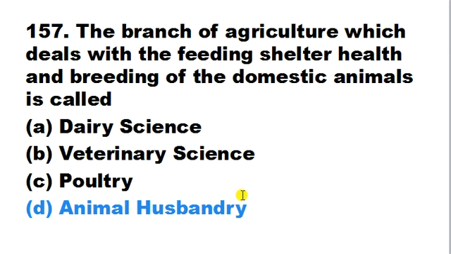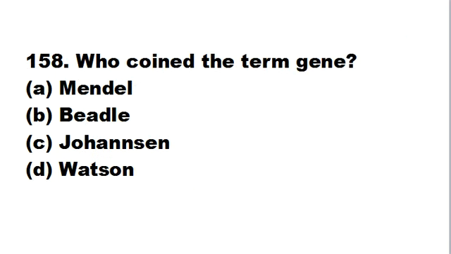Who coined the term gene? Mendel, Beadle, Johnson, Watson. Here the correct answer is C. That means William Johnson was the scientist who coined the term gene. Coined here means invented. Who invented the term gene? So Johannsen was the scientist.